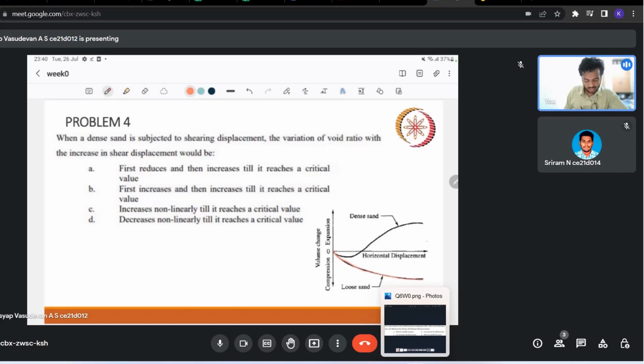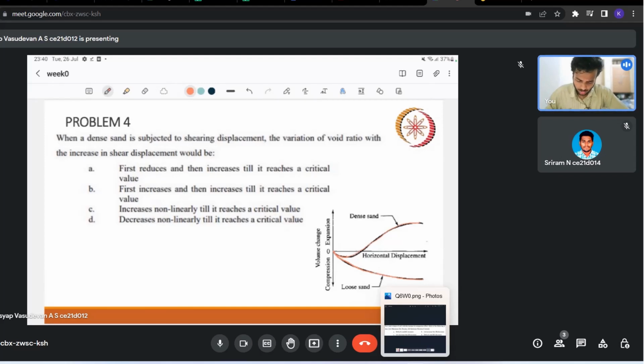But if it is a dense sand, first it will compress a little bit, but after it has reached its maximum possible compression, due to the interlocking it cannot get compressed more. So it will begin to expand. This phenomenon is more popularly known as dilatancy. With the same normal stress, the volume is increasing. That is called dilatancy of sand. This phenomenon is found in dense sands.